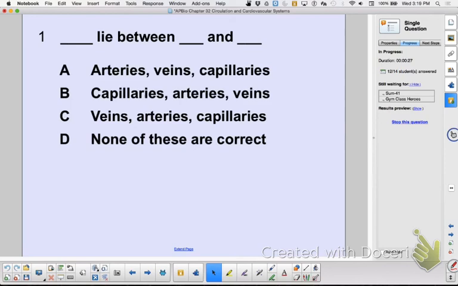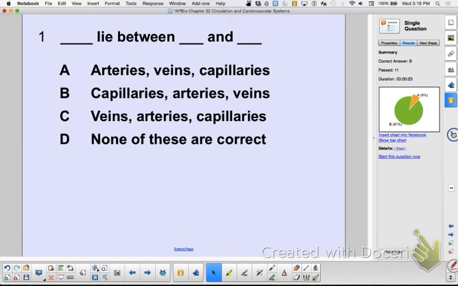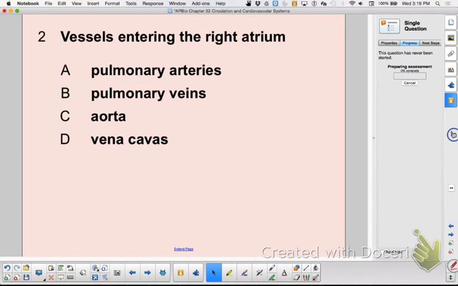Oh my god. Top it four times. We have to go. How does this let you do this? Okay, so the answer was B, because capillaries are in the middle. Nice. Okay. The right atrium. Atrium? Okay.